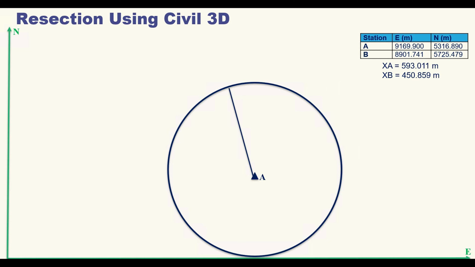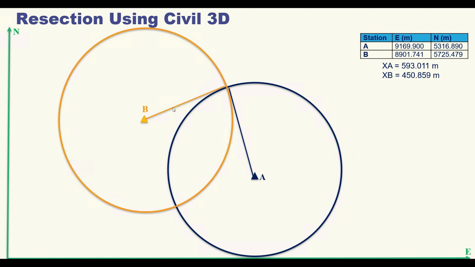Okay, and then we will do the same thing for station B. We know its coordinates. They are here in the table. We will represent a point in Civil 3D. This is point B. And from B, we are going to draw another circle. The radius of this circle is the distance of XB, 450.859. And this is the radius, and this is circle from B. Now, very simply, guys, the intersection point between these two circles is the secondary control station location. Okay, so the coordinates of this point here, the intersection point, are the required coordinates for the secondary control station.